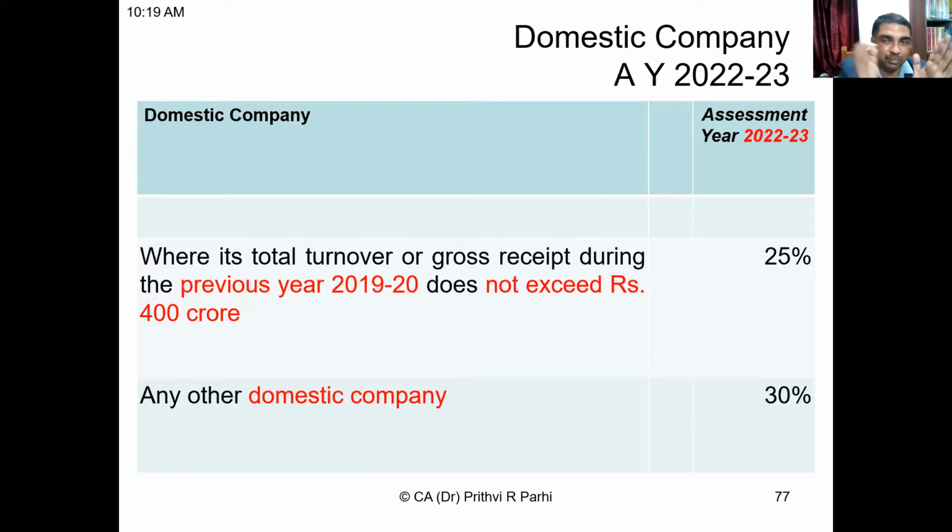We will not get confused. Let us forget the assessment year 21-22 for the time being. We will remember the provision which is applicable to 22-23. You have to see the relevant previous year is 1920. In that case only, the rate of tax is 25%. Else, the rate of tax will be 30%.